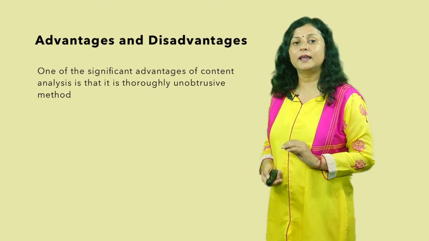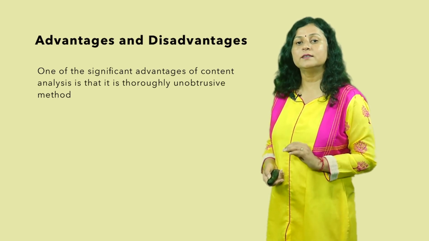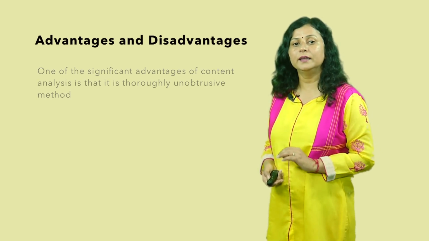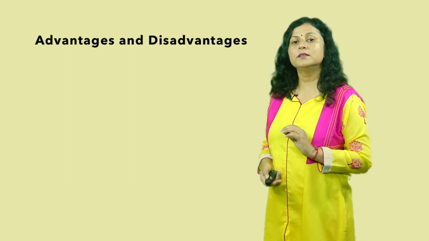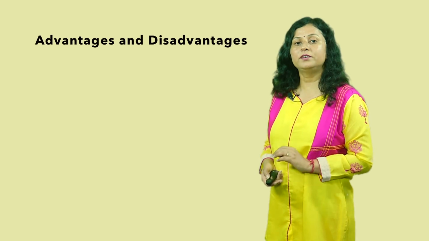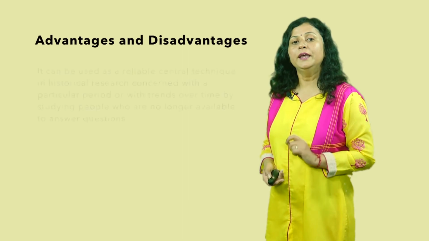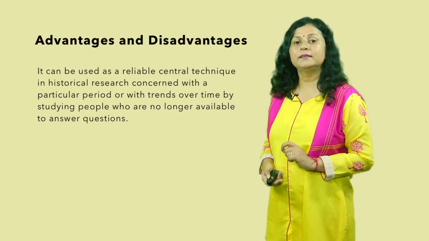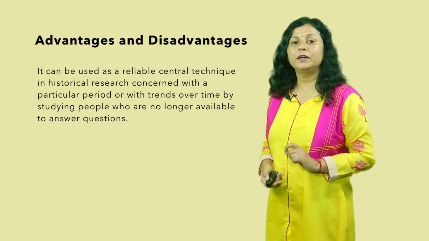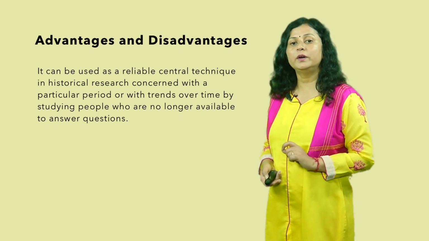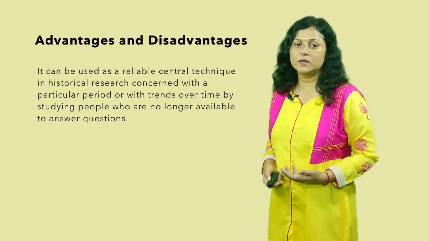In other methods like interview, observation, experiment, etc., the researcher is directly involved with the person. Content analysis eliminates the source of response bias that threatens research whenever the respondents are directly questioned or observed. It can be used as a reliable central technique in historical research concerned with a particular period or with trends over time by studying people who are no longer available to answer the questions.